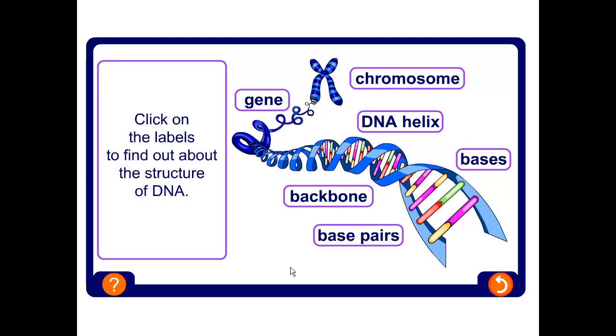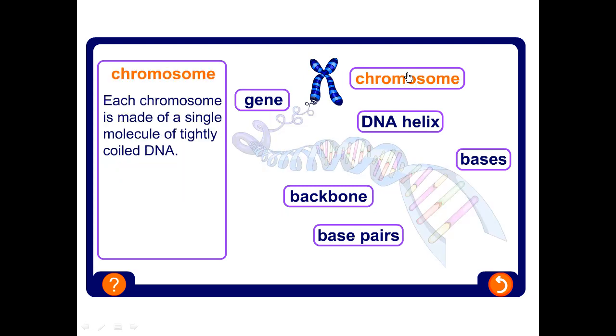So it contains all the information that the cell will need to do all its jobs. With this slide, we can go through each one of the structures that we can observe in a DNA molecule and better understand the function of each. So let's start with the chromosomes. Each chromosome is made of a single molecule of tightly coiled DNA and is the way the DNA is arranged and organized in the nucleus of the cells. And we said that every cell in your body contains 46 chromosomes.